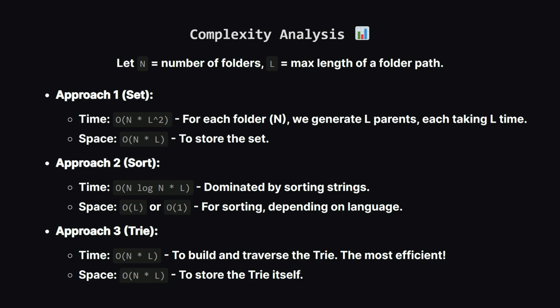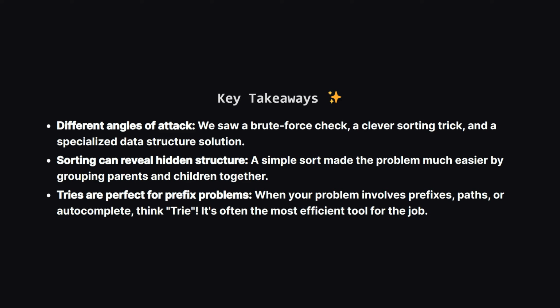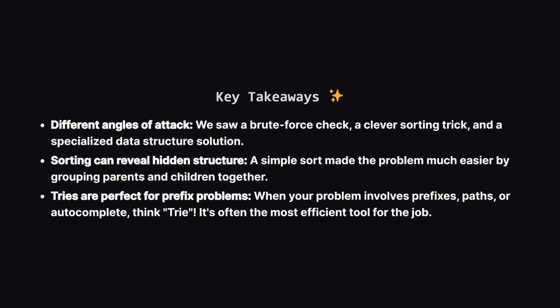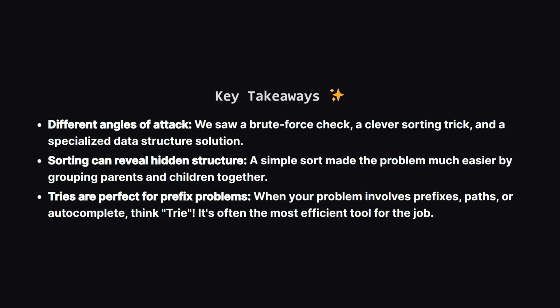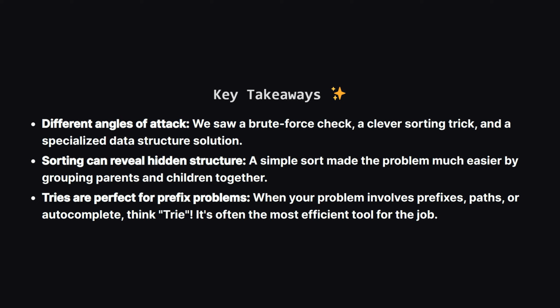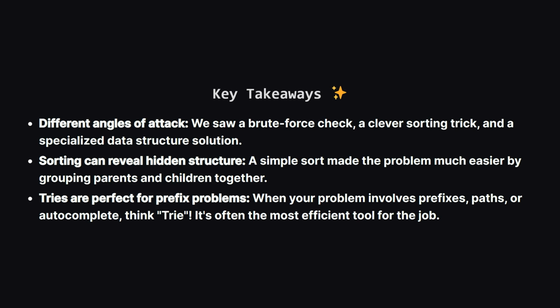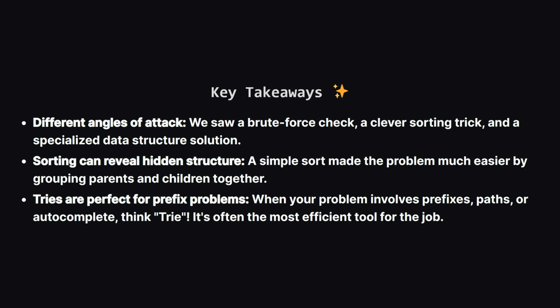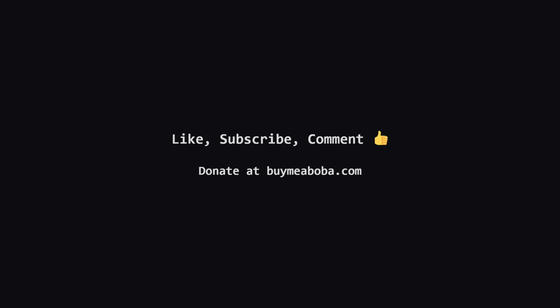So what did we learn today? First, there are often many ways to solve a single problem, from brute force to highly optimized. Second, never underestimate the power of a simple sort. It can often reveal a hidden structure in the data that makes the problem much easier. And finally, for any problem involving prefixes or paths, the trie is a data structure you should always have in your toolkit. I hope that breakdown was helpful.